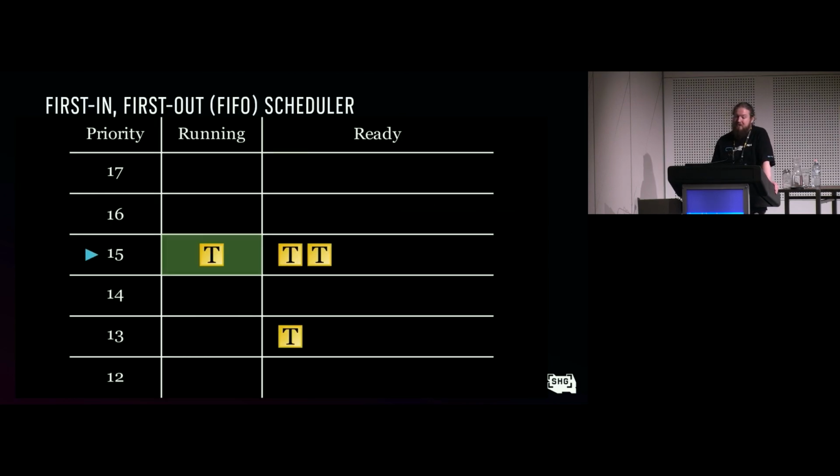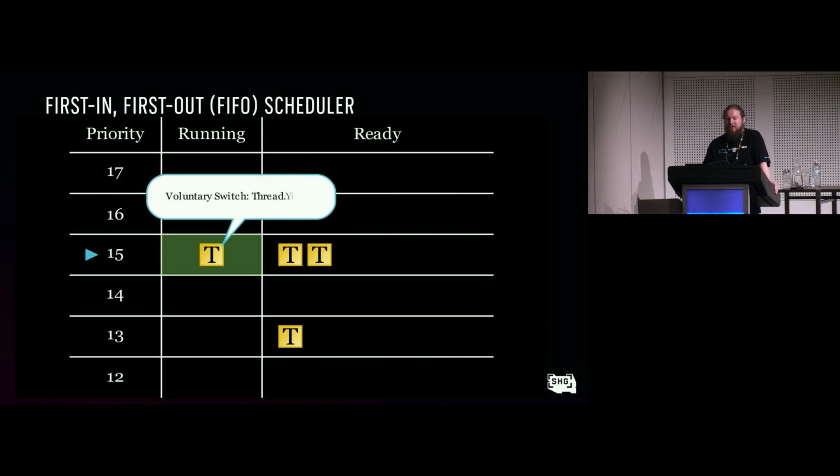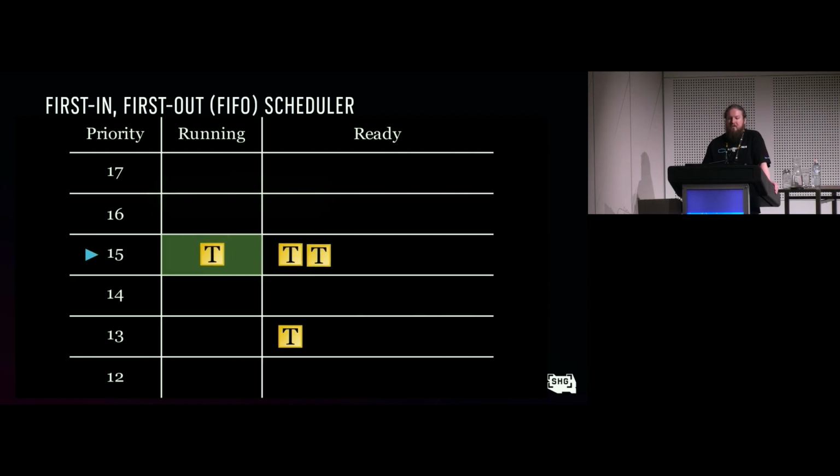First up, we have the first in, first out scheduler, or the FIFO scheduler. Each thread has a priority which is specified by the application. The highest priority thread always runs. Only when the current running thread blocks will it be removed from the queue. Aside from blocking, a thread may decide to voluntarily switch or yield to other threads, which will move it to the back of the priority queue, and the next thread in the queue will start running.